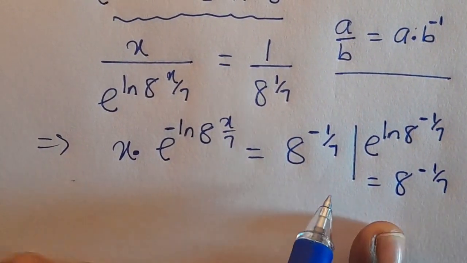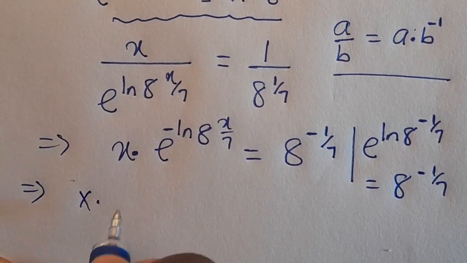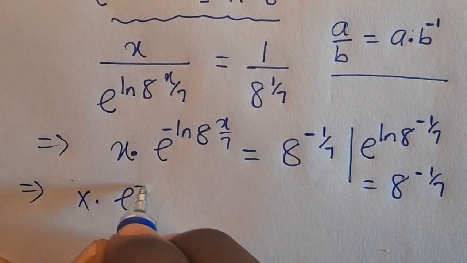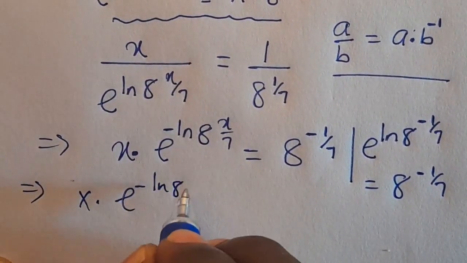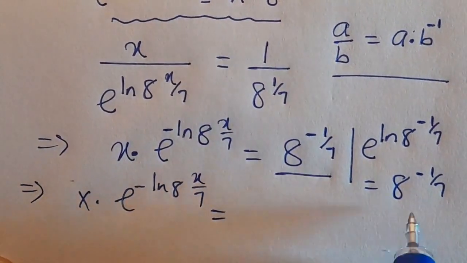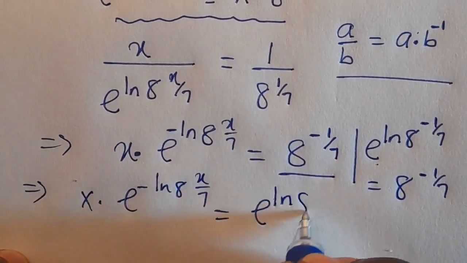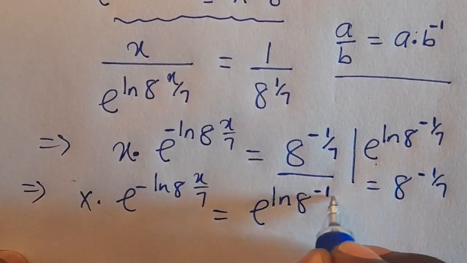So by applying it to this one, we are going to have x multiplied by e to the power of minus ln of 8 to the power of x divided by 7 equals, replacing this one with this, e to the power of ln of 8 to the power of minus 1 divided by 7.